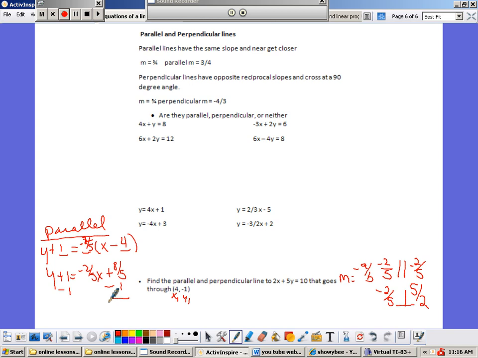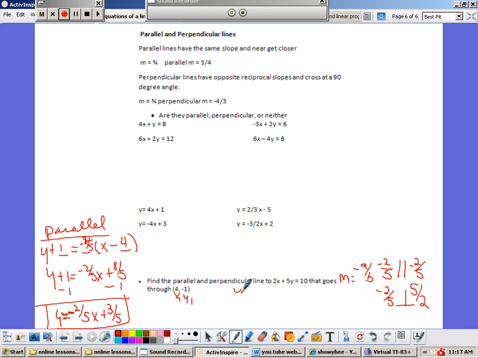Move my 1. y is equal to negative 2/5 x, and 8/5 minus 1 is the same thing as 8/5 minus 5/5, which is 3/5. You need to use your calculator. So y equals negative 2/5 x plus 3/5 will be parallel to this line going through this point.